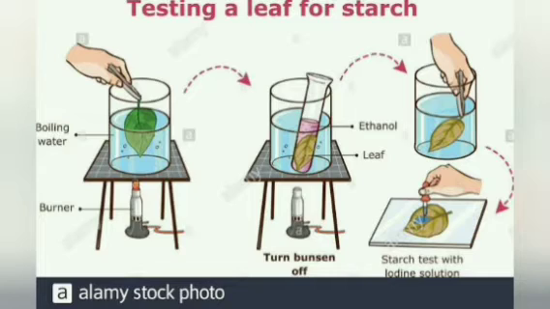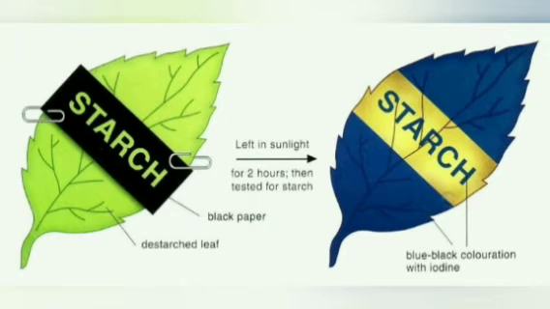Now to test if sunlight is required for photosynthesis, we have an experiment. You can cover a leaf in the plant with a black strip on either side and pin it up, keep it for 2 hours, and then after that we can do the iodine test.